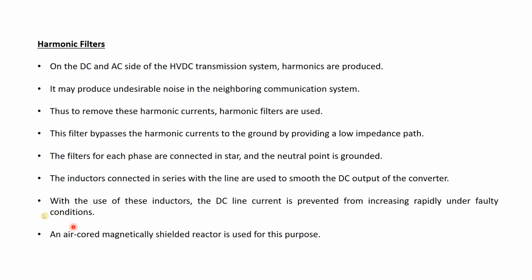So this reduces the power quality. So these harmonics have to be filtered out, otherwise the transmission will result in a lot of problems. There will be a lot of losses, there will be a lot of flashovers, and it may produce undesirable noise in the neighboring communication systems. So to remove these harmonic currents, harmonic filters are used. These filters bypass the harmonic currents to the ground by providing a low impedance path.